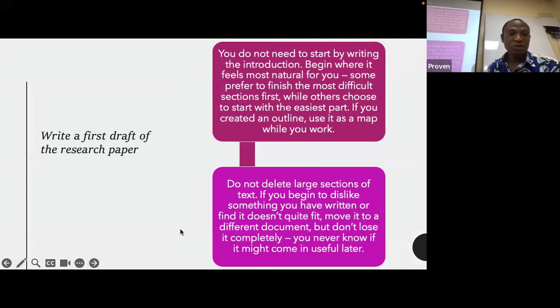And then also, you don't need to start by writing the introduction. As I said, begin where feels most natural for you. Maybe you feel like, with the work I'm doing, I've got a lot of ideas on the methodology, I want to write that. So you fix that, then you come back to the introduction, or you go back to the conclusion, anything like that.